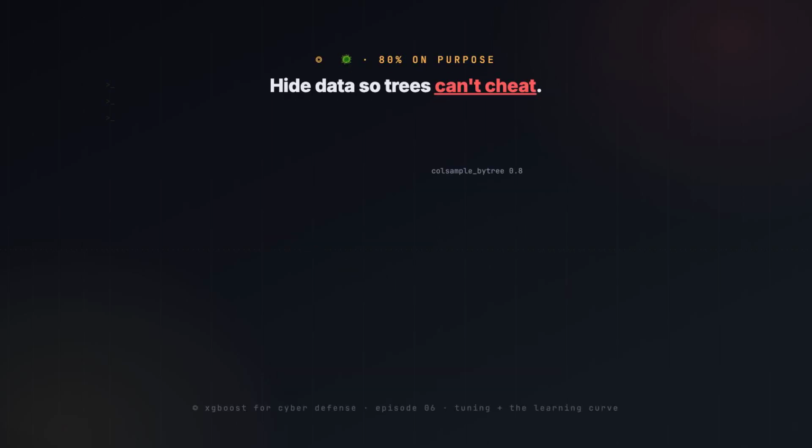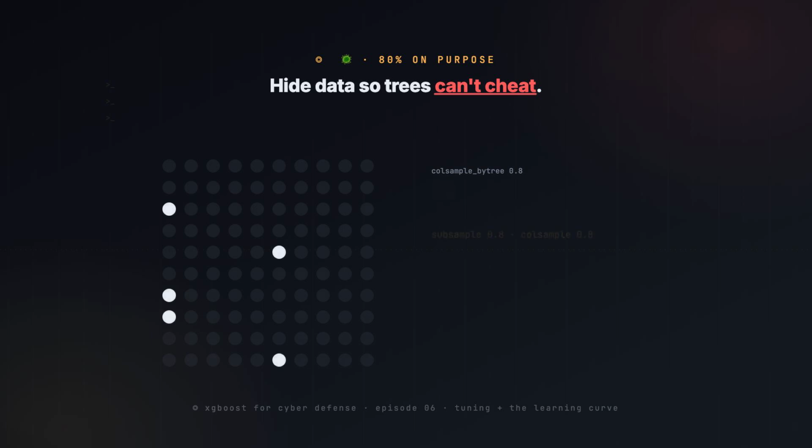Subsample and colsample_bytree. The misconception is: show every tree all the data and all the features, or you're throwing away signal. The opposite is true on noisy telemetry. Subsample 0.8 means each tree sees a random 80% of the flows. Colsample_bytree 0.8 means each tree sees a random 80% of the features.